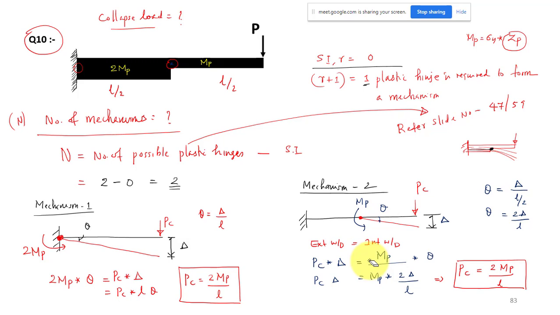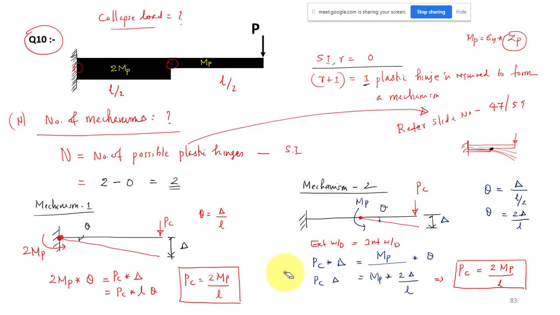So finally, your collapse load is how much? 2 MB by L only. There is no confusion because both these mechanisms are giving the same value. If in case we have two mechanisms giving different values, then you have to choose the least value as the collapse load, because that mechanism will happen first. So we have to limit the capacity of your structure to that least value of load.